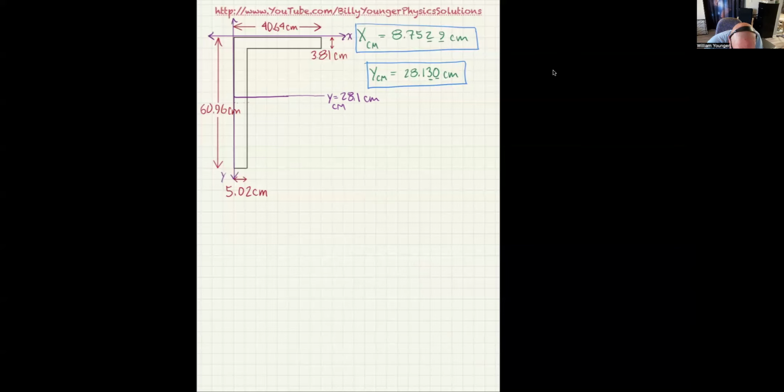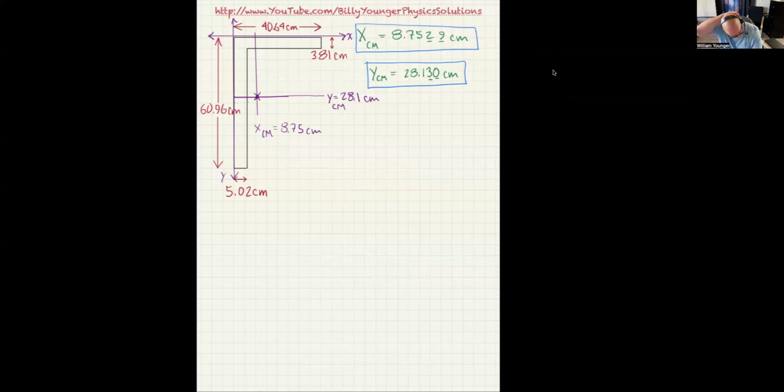The squares here are 8 squares left to right. I want about one fifth of that. One fifth of that would roughly be right around here, maybe. So this would be XCM is equal to 8.75 centimeters. So our center of mass is roughly there.